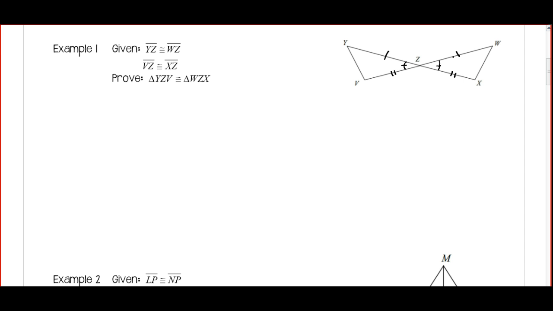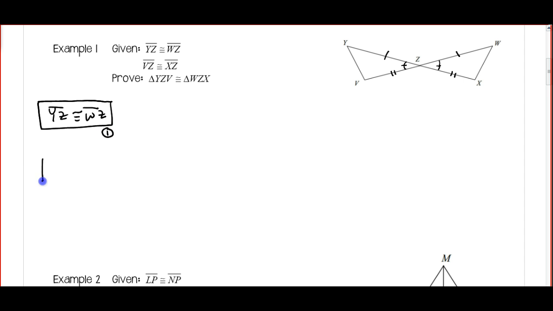So the way I'm going to do this now is I'm going to list off my given, but I'm going to do it in these little boxes. So I've got segment YZ congruent to segment WZ. Okay, I'm going to put that in a box. And I'm going to put a little number 1 by this. And we'll go ahead and fill that in later. I'll show you what that's going to be for.